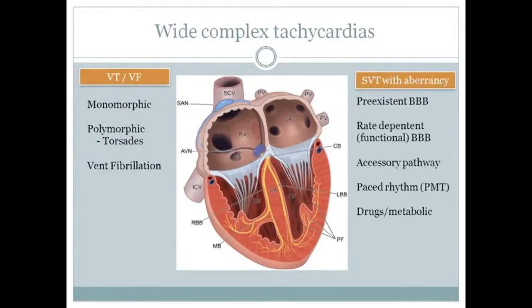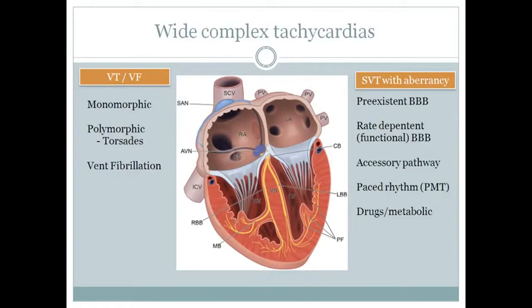VTs, we classify them as monomorphic, polymorphic, torsades, and ventricular fibrillation. It's a different animal, but we treat them similarly. And the SVT with aberrancy can be a patient with a bundle branch block. They had a left bundle branch block to begin with, and if they have sinus tachycardia, it's going to look wide because they have a left bundle branch block. Rate-dependent or functional bundle branch block: sometimes the conduction system is not that healthy, and if you demand a lot from the right bundle, it's going to give way and you're going to have a right bundle branch block. This is the most common functional aberrancy.